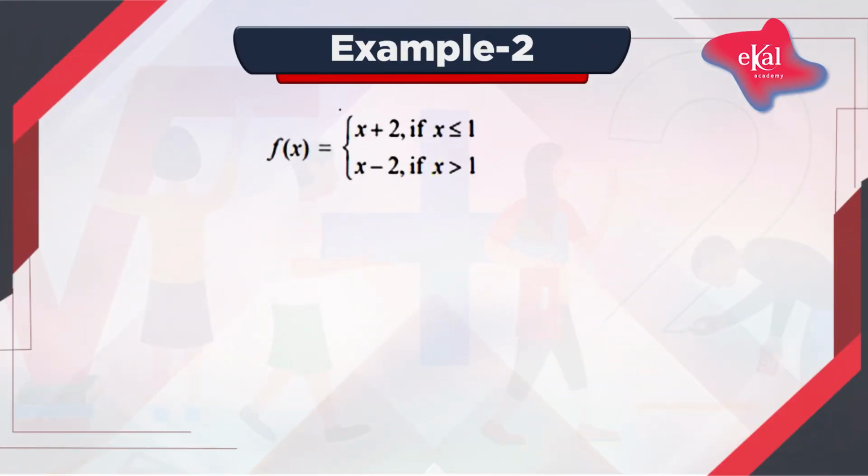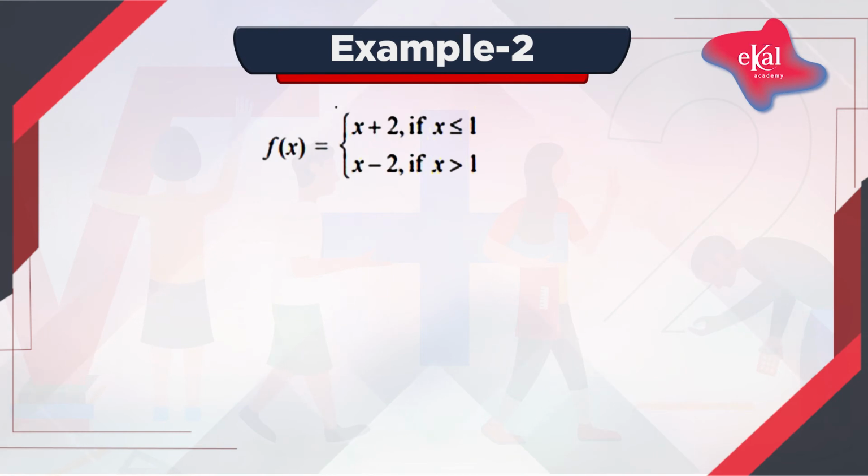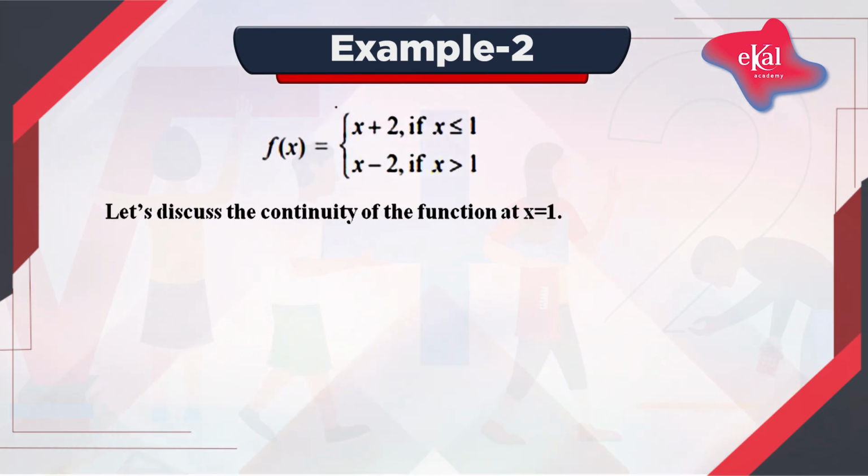Now, I will explain another example in which we will find functions which are not continuous at a particular point as well. Look at this example now. f of x is equal to x plus 2 if x is less than or equal to 1, and equal to x minus 2 if x is greater than 1. Let us find the continuity of this function at the point x equal to 1.